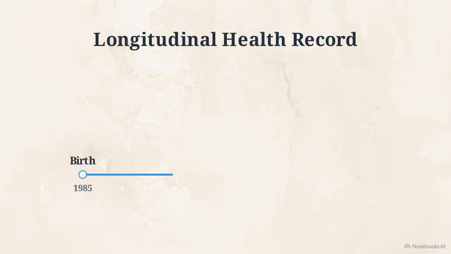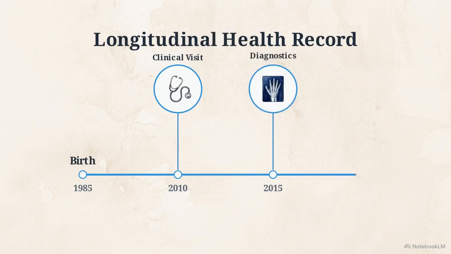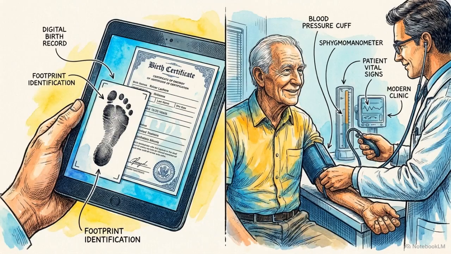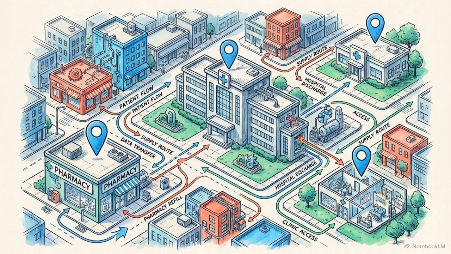A longitudinal record is a permanent, chronological log of a patient's medical history. It captures clinical and administrative data continuously over time, from birth to death, regardless of where the patient receives care. The EHR provides the functional infrastructure required to track a patient's journey across the healthcare ecosystem.